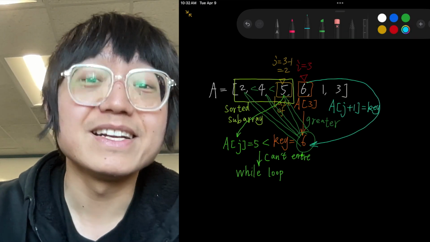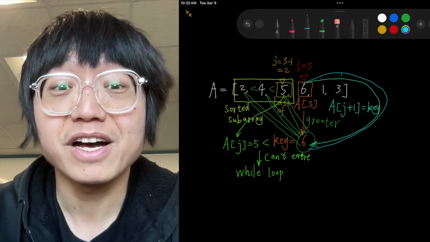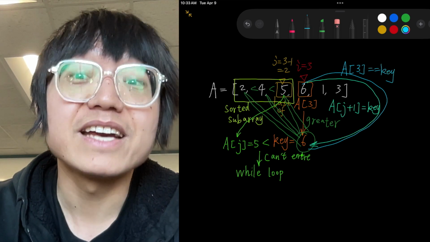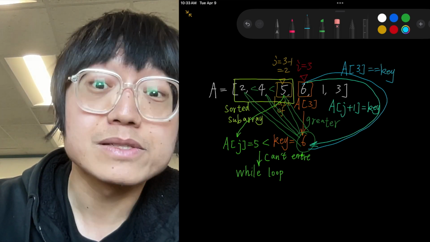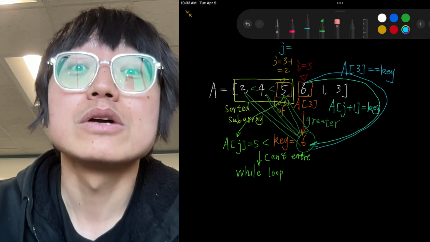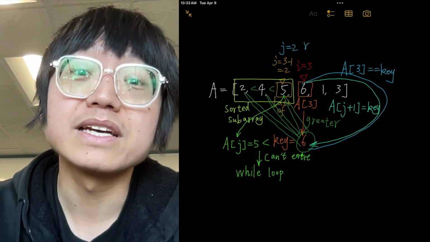And then we set A[j+1] to key's value. However, since we didn't enter the while loop, no shifts were necessary, so j still remains 2 and j plus 1 is still 3.